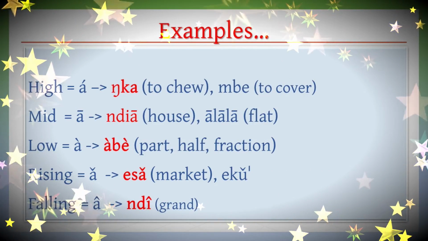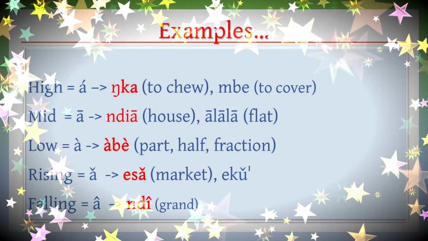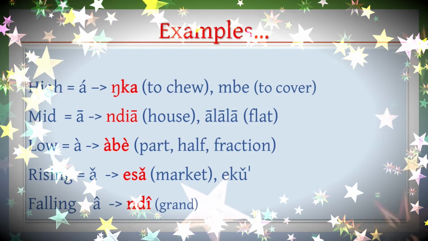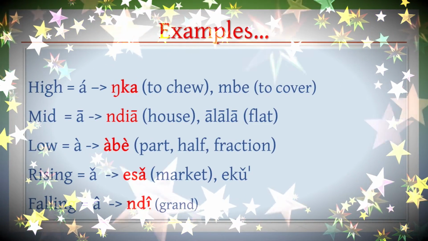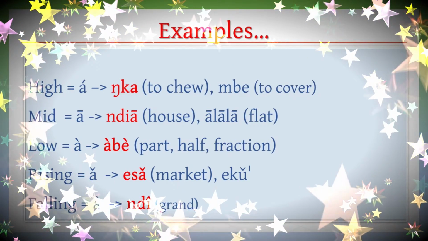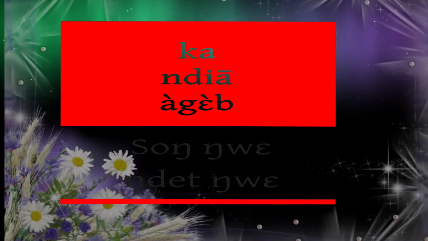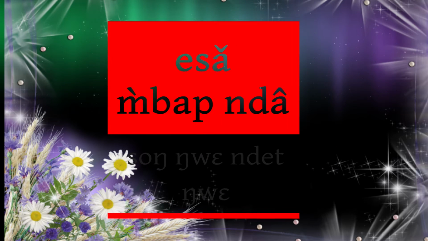Now, I will stop marking the high tone, because we don't mark the high tone when we write. We mark only the mid, low, rising, and falling tones. So, when you see a word without a tone marking, know that you are supposed to read it naturally as high tone. So, once more, ka, ndia, agep, esa, mbamda.